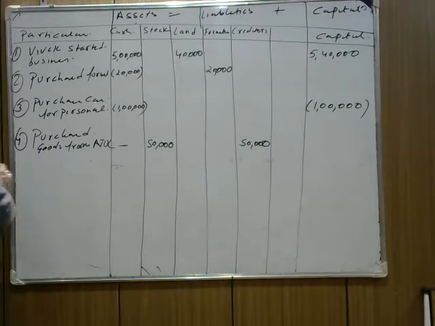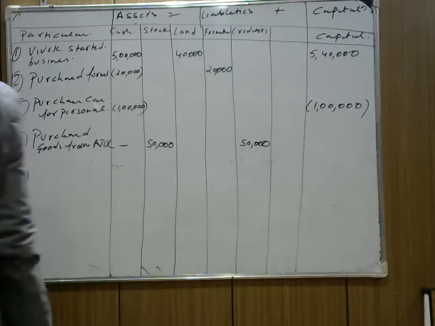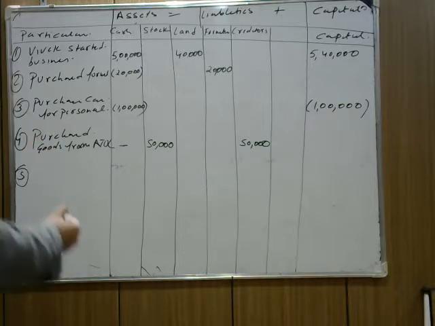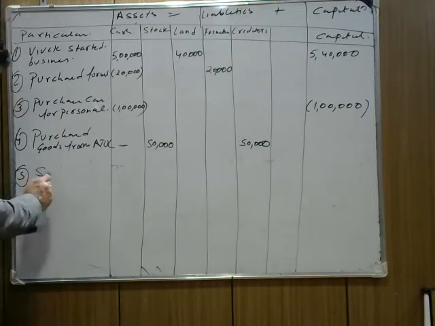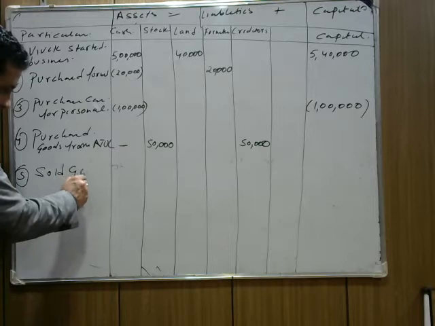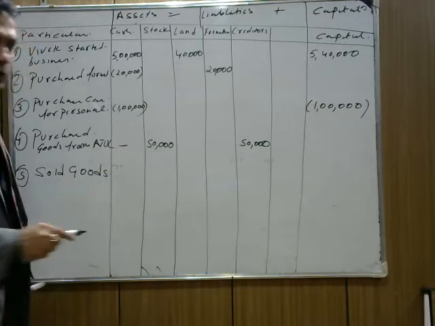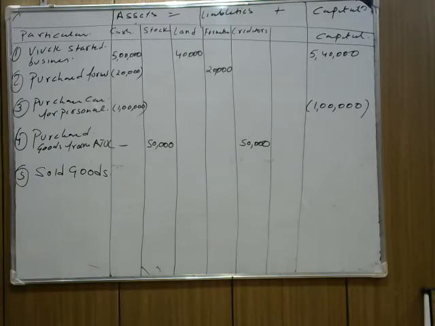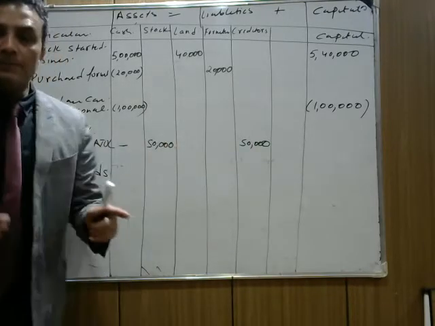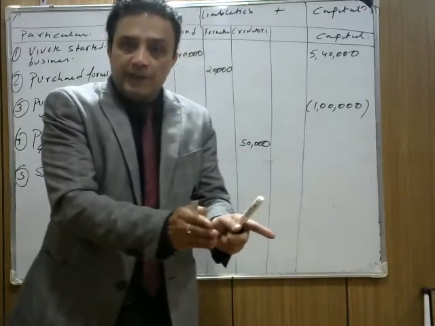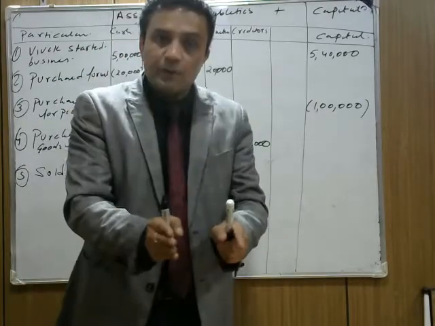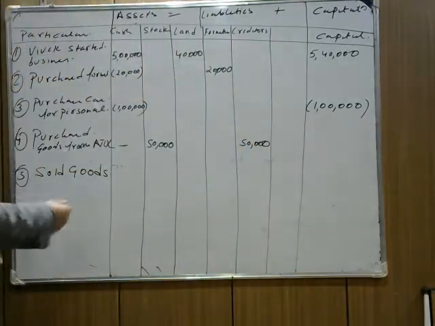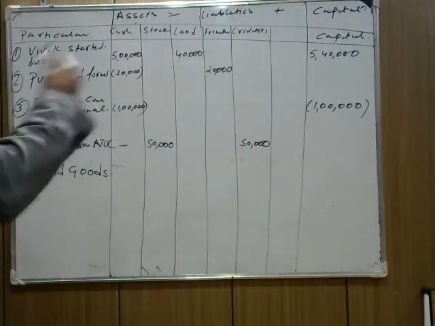Transaction number 5 is sold goods worth rupees 30,000 for rupees 35,000. Okay, sold goods is an important transaction. Look carefully. Read the transaction again. Sold goods worth rupees 30,000 means the goods which cost 30,000, you sold for 35,000. It means when you sold goods, cost rupees 30,000, you sold for 35,000.